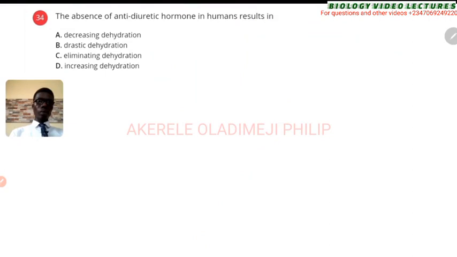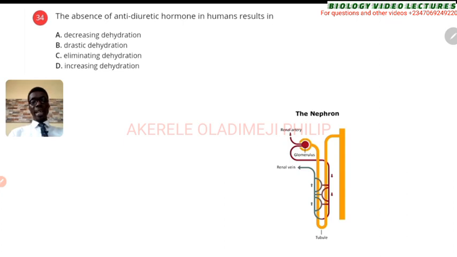The absence of antidiuretic hormone in humans will result in what? So let's quickly remind ourselves, what does ADH do? ADH helps to regulate the amount of water in the body. Let me explain what happens to you. The moment the body notices that the amount of water in your blood or your plasma is lower than it should be, the body sends out ADH from the pituitary gland.